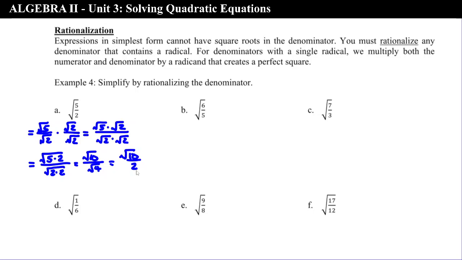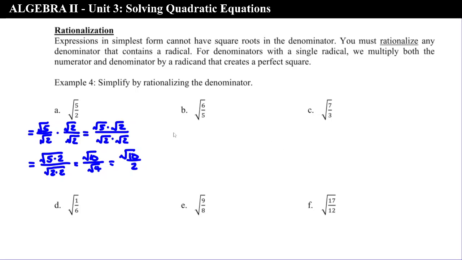Now you'll notice that when we multiply a square root by itself, here's another way to look at it. We had the square root of 2 times the square root of 2. That is just the square root of 2 squared. So the square root and square cancel and you're just left with what's under the square root symbol. And that's what's often going to happen when you rationalize the denominator.